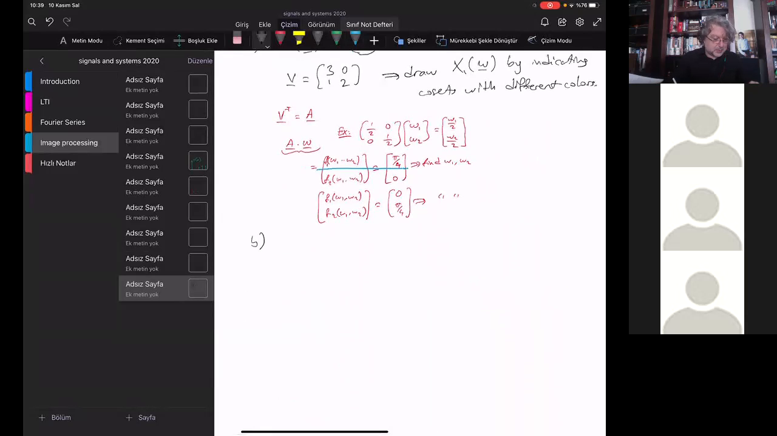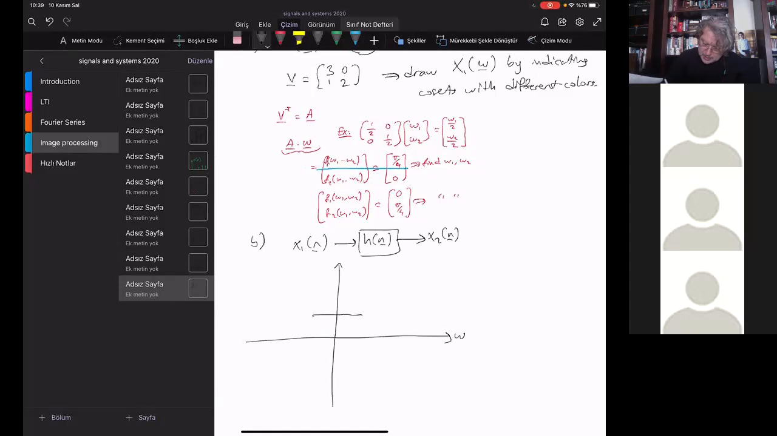In B, for example, part B of the same question, we apply x1 of n to a filter h of n to find x2 of n. What is h of n's Fourier transform? It's an ideal low-pass filter. Therefore, it's also 2 pi by 2 pi periodic, and it is an ideal rectangular low-pass filter, like this. This is 2 pi, like this, and this.